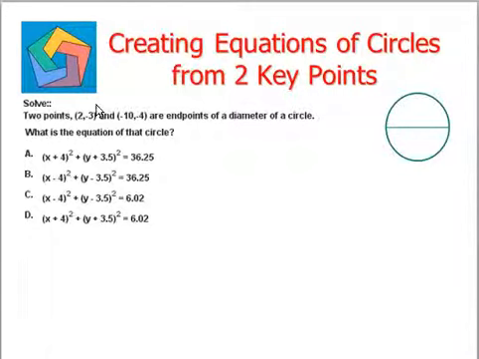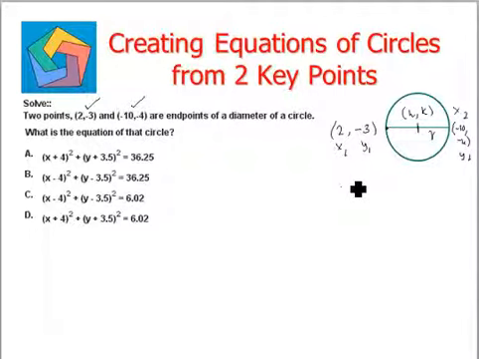2 points, 2 and negative 3 and negative 10 and negative 4, are the endpoints of the diameter of the circle. So we mark it over here, 2 and negative 3 and negative 10 comma negative 4. First we find out the coordinates of the center and then the radius using the distance formula. So first we find out coordinates h and k of the center by using the midpoint formula. This is our x1, this is y1, this is x2, and this is y2.